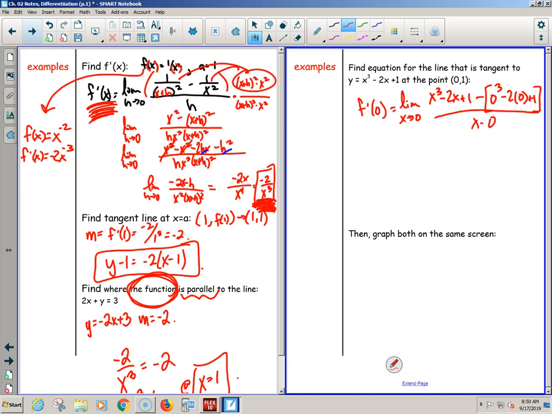How do you graph a line? You put it in your calculator. How do you graph a function? You put it in your calculator. How do you sketch it? You sketch it. All right, fine.